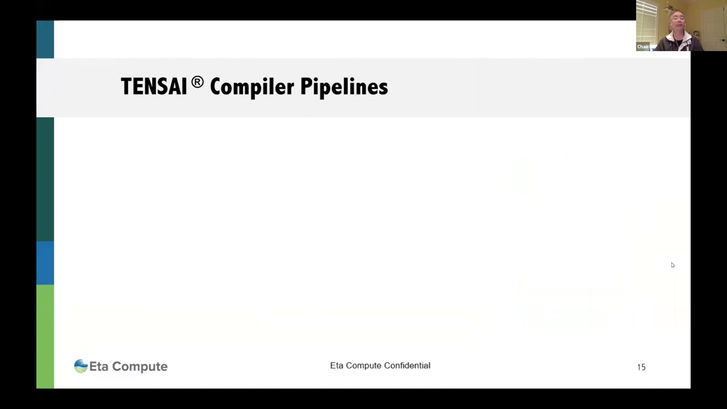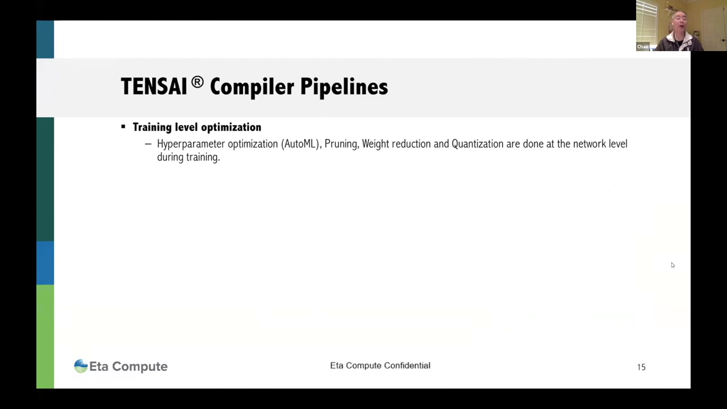So here's some pipelines when we develop these tensor compilers. First, the training level optimizations, such as hyperparameter optimization using AutoML, pruning, weight reduction and quantization. These are all done at the network level during the training. So this is not done on these microprocessors or ultra low power edge devices. This is done on any of these servers, PCs, or some other type of devices on the cloud, or on your on-premise devices. So you can leverage all these different kinds of technology to do this level of optimization on the neural network side.